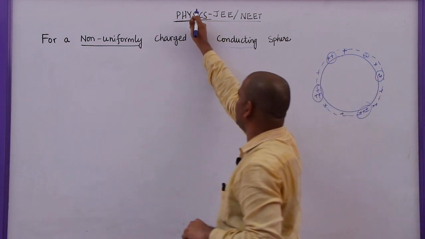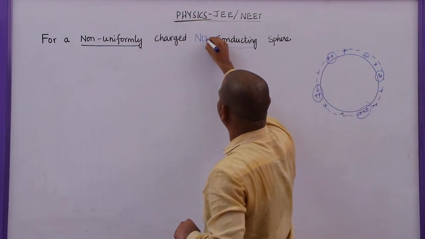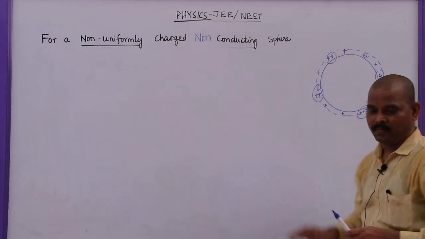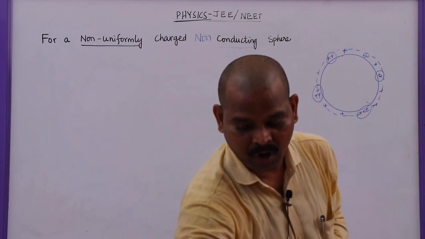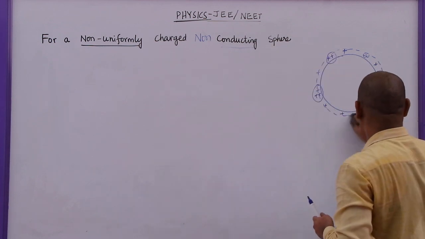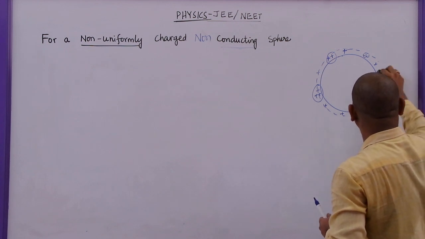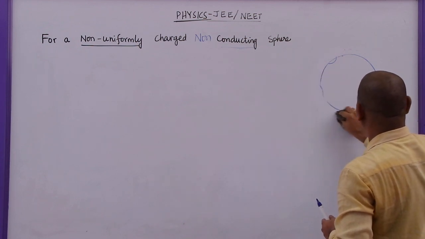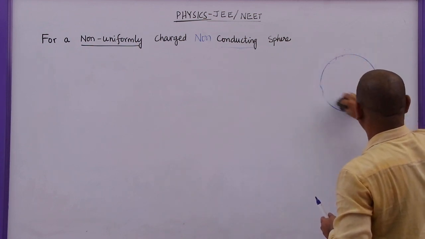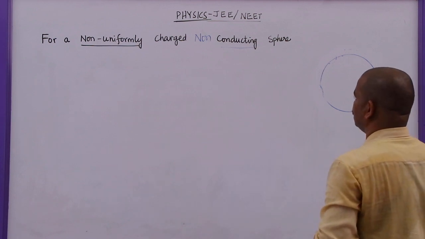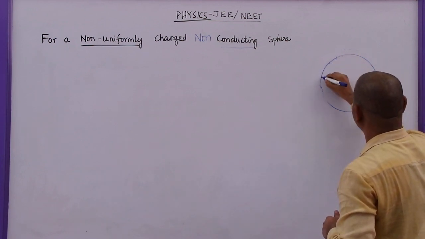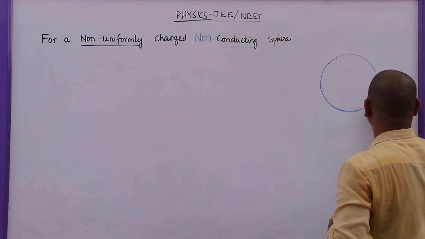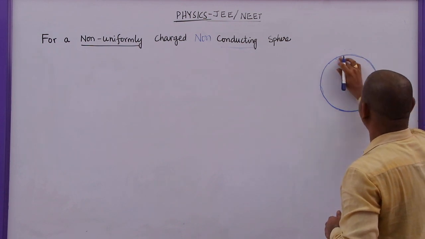If it is a non-conducting sphere, the same charge which is spread on the outer surface will spread throughout its volume, and here the uniform charge density is not maintained. That means the charges will be distributed according to a relation. So let me take one non-uniformly charged non-conducting sphere. This is a non-conducting sphere, made of rubber or wood, whatever it may be.